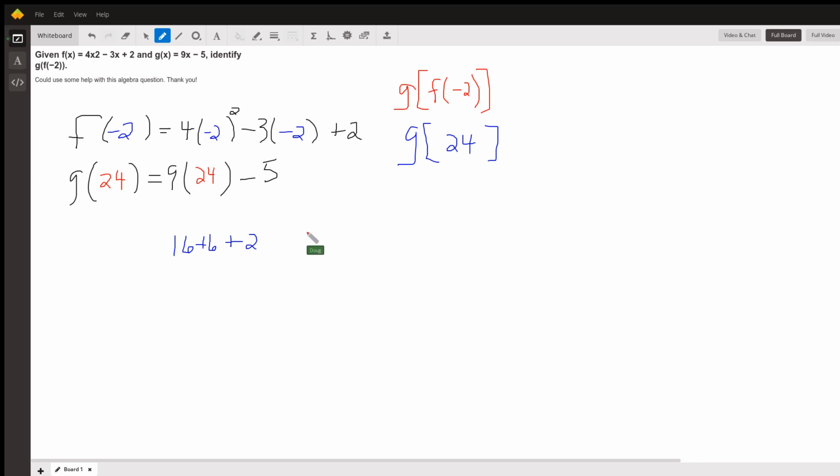So down here on scrap paper, 9 times 24 is 36, carry the 3, 18 and 3 is 21, then subtract 5, we've got 211. Okay, so there's your answer, 211. Okay, hope that helped. There you go.